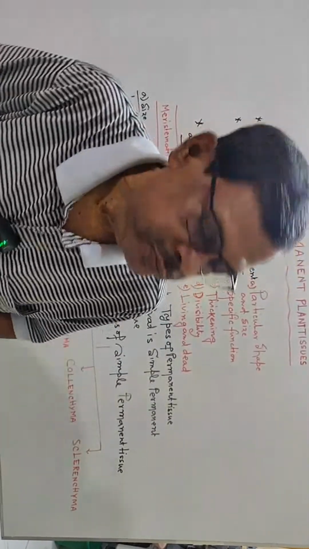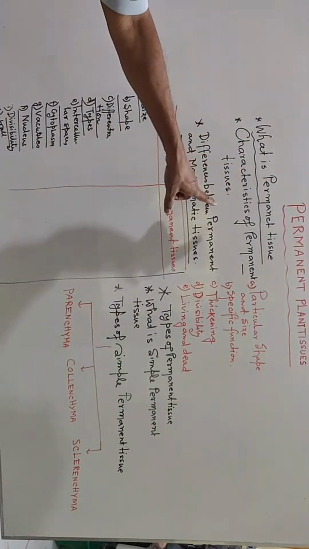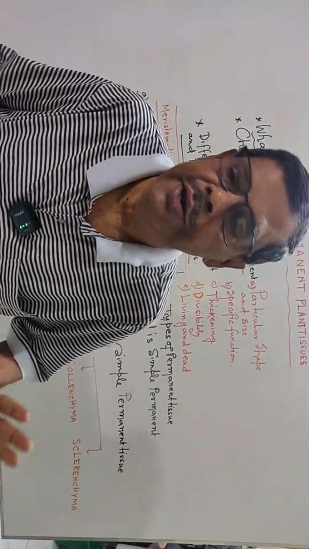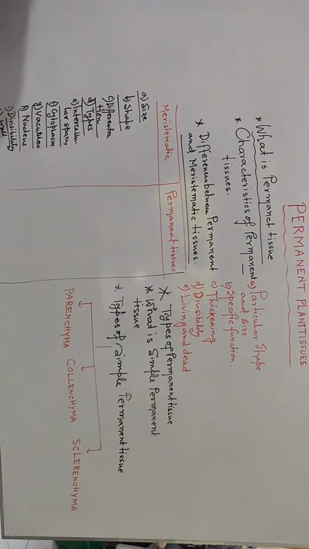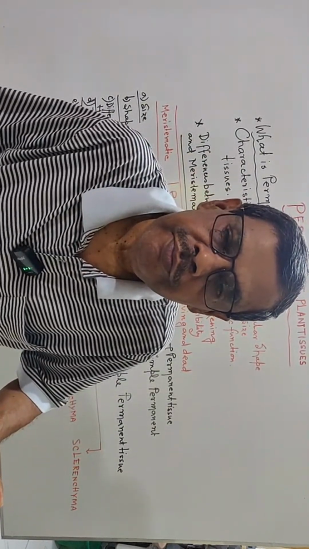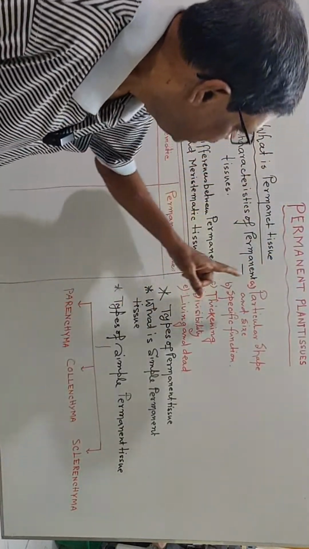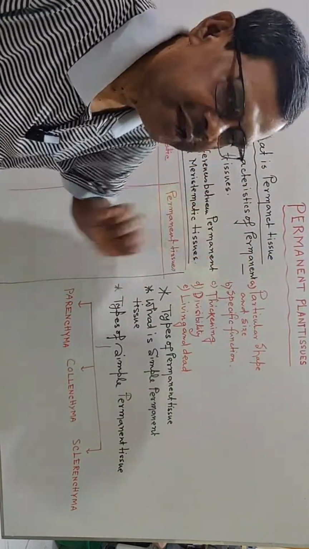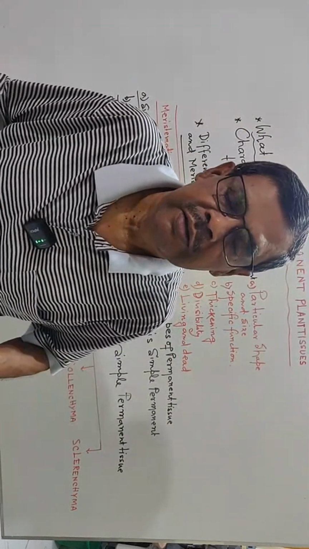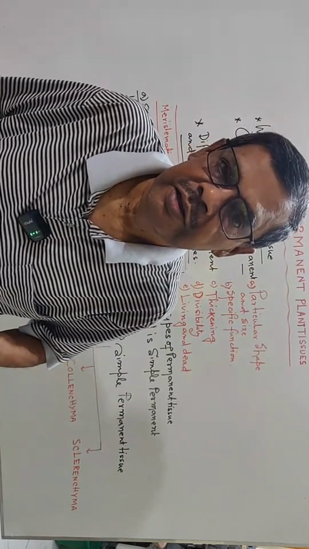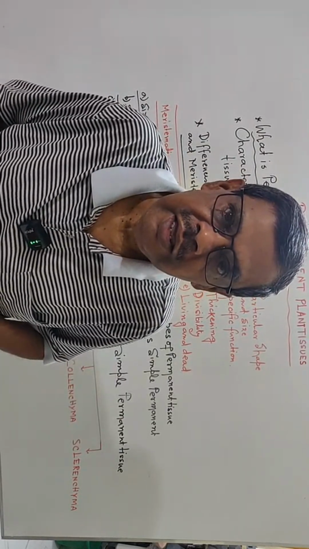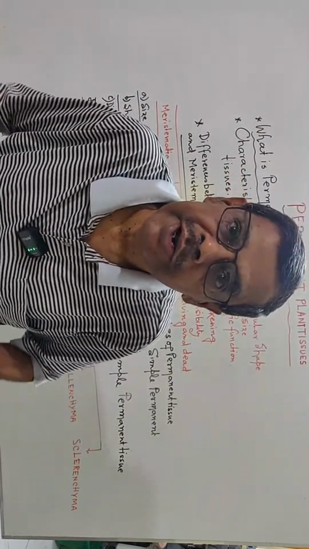Now, I will discuss about the characteristics of permanent tissue. What are the characteristics of permanent tissue? First, particular shape and size. Each permanent tissue has particular shape and size. This shape and size give the specialization of the permanent tissue.